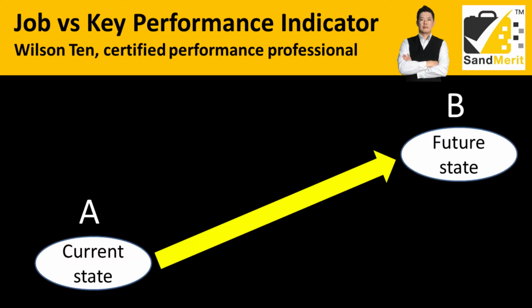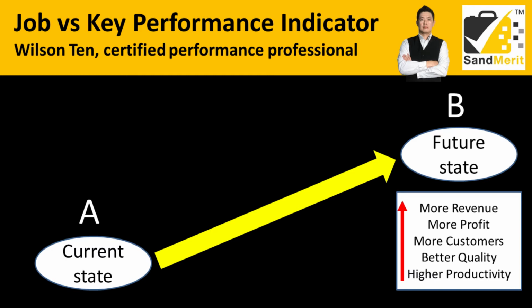The next thing you need to understand is, what is KPI? KPI is to move your company from point A to point B, from your current state to the future state. What does that mean? It means that in the future, you want to have more revenue, more profit, more customers, better quality, higher productivity. That is what I mean by future state.